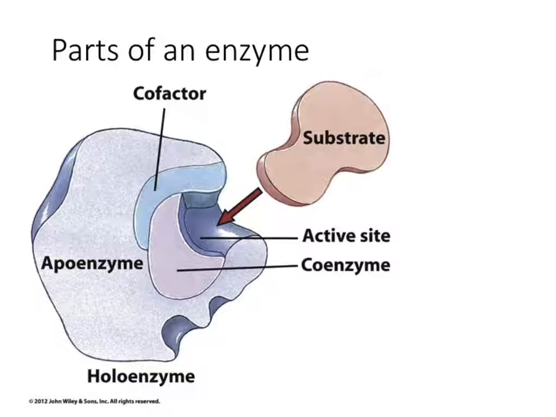So a cofactor is inorganic. Usually it's a metal ion. So common ones that you would find are zinc, magnesium, iron, the big three. And then a coenzyme is going to be an organic cofactor. And typically the main two that I think everybody is largely familiar with are NAD plus and FAD.